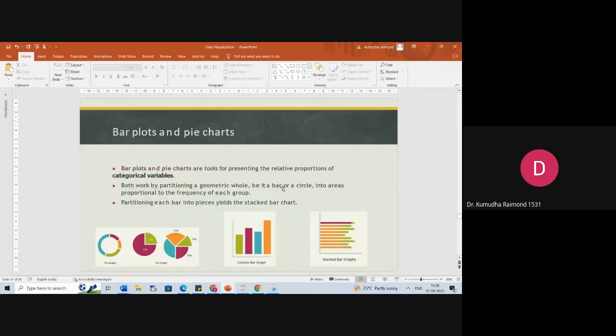And the last one is called a bar chart or the pie chart. Bar chart and the pie chart. For example, if you see here, these are bar charts. This is a bar chart, a vertical bar chart. This is a horizontal bar chart. It is also called a stacked bar chart. And this is actually the pie chart.